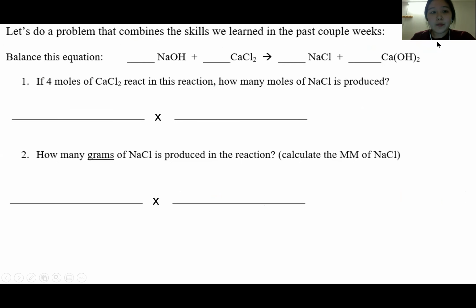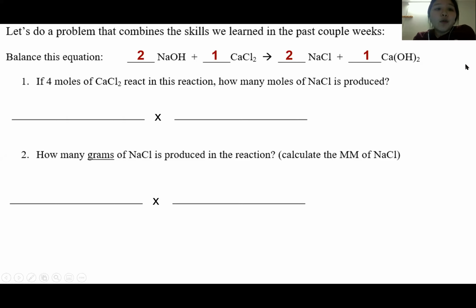All right, so let's do a problem that combines the skills we learned in the past couple weeks. So first we have to balance the equation. Second, we're going to do mole ratio, and then we're going to use molar mass to figure out the mass of the product. So balance this equation. I'm going to do that really quickly here. I get 2, 1, 2, 1. All right, we have 2 NaOH plus 1 CaCl2 produces 2 NaCl and 1 calcium hydroxide, Ca(OH)2.